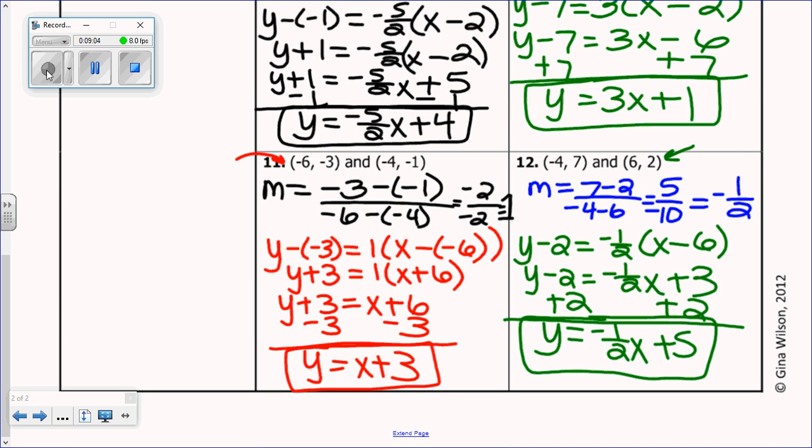Okay, so for number 11, when I found the slope, I got a slope of +1. Then I plugged that in, and I used the first point, -6, -3, but you could have used either point. And I ended up with the equation y is equal to x plus 3.